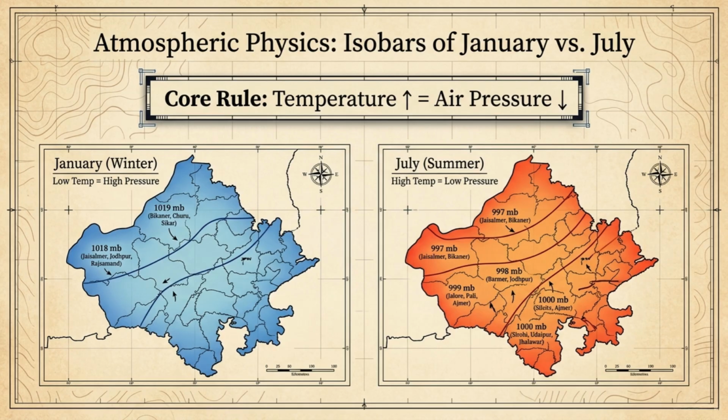We leave you with the core rule of atmospheric physics. As temperature increases, air pressure decreases. In January, low temperatures create high-pressure isobars reaching 1019 millibars in the north. Conversely, in the intense heat of July, low-pressure systems take over, dropping to 997 millibars in the Jaisalmer and Bikaner regions. Understanding this pressure gradient is the key to understanding the winds, the weather, and the ultimate climate of Rajasthan.